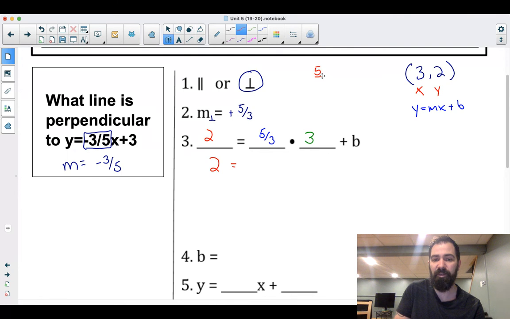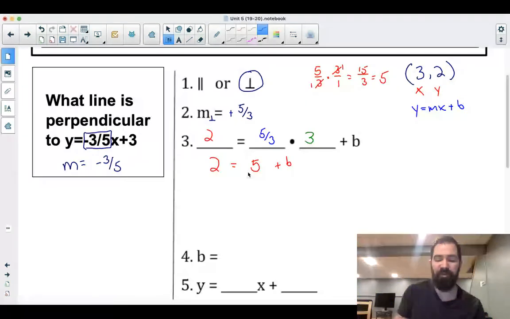Let's do the work up here. We can simplify, cross reduce, divide both by 3. 5 times 1 is 5. 1 times 1 is 1, so it just equals 5. This, if I didn't reduce, would be 15/3, which 15 divided by 3 is 5. Plus b. Now we need to solve for b.